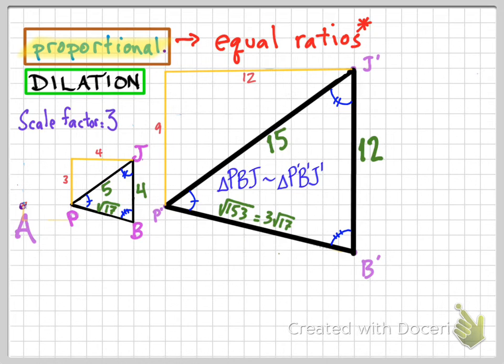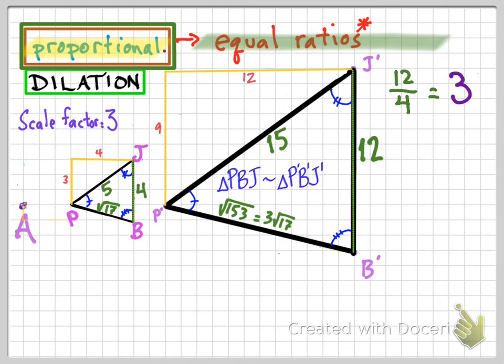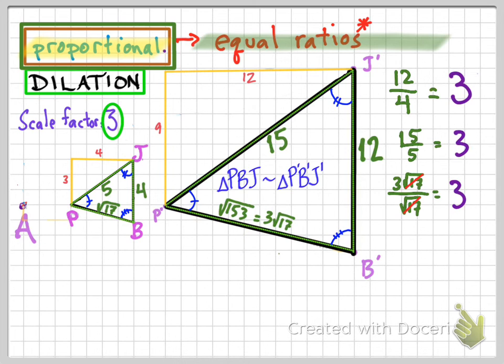So there's all my measurements, and now what it means to have equal ratios is this, that if I set up a fraction of corresponding sides, like 12 over 4, and I simplify that fraction, I get 3, all right? That ratio equals 3, and that is, no coincidence, the same as the scale factor. And in fact, every other pair of corresponding sides simplifies down to the same ratio of 3.